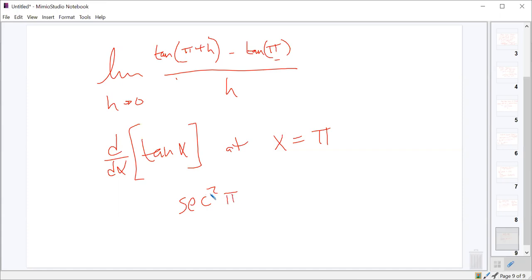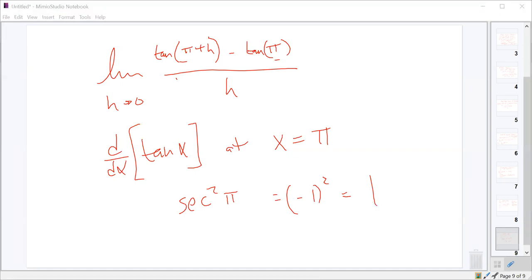And we should know that the secant of pi is, those of you that took the test yesterday should really know what the secant of pi is. Secant of pi is -1. So this is -1 squared, which should be 1.